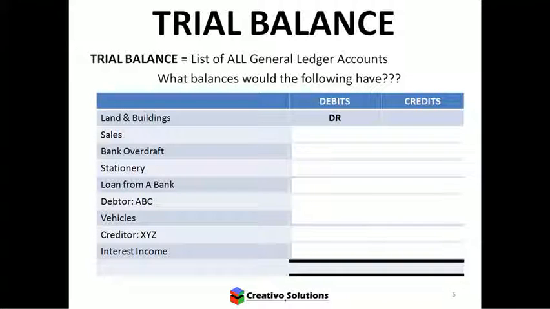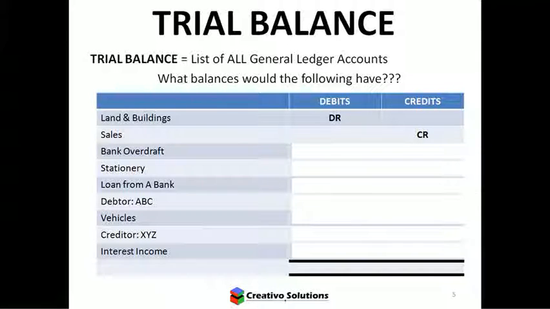Next is sales. What is sales? Sales is an inflow of benefit which meets the definition of income. So now I know what it is. If I know what it is, I can then look at where the balance will go. Income will have a balance on the credit side.